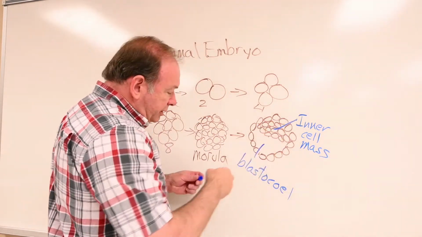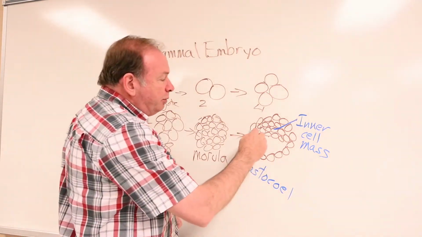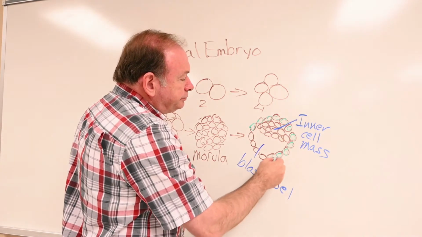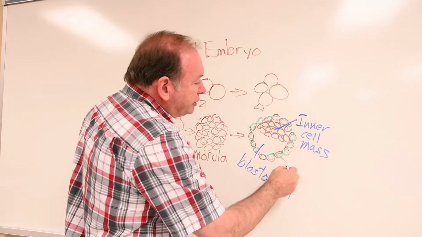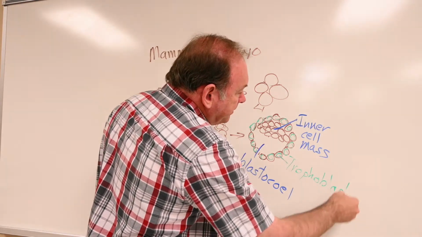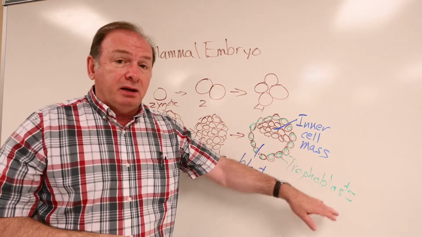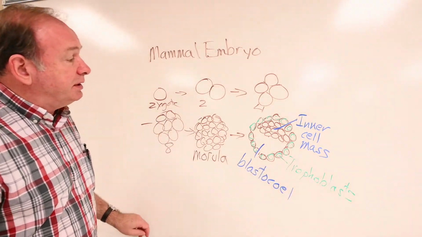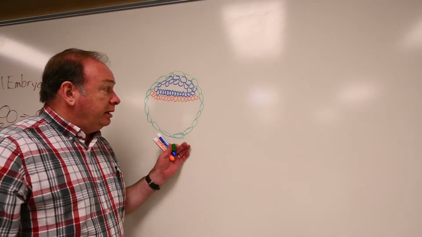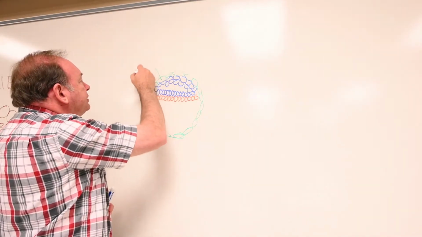Those cells that form this ring around the outside, and we're going to color them green in the pictures that follow, these cells around the outside, we're going to call these trophoblasts, T-R-O-P-H-O blasts. Trophoblasts, or feeding cells is basically what that means, trophoblast cells. So here we are looking at the mammalian embryo developing. We have the outer cells that are called trophoblasts.